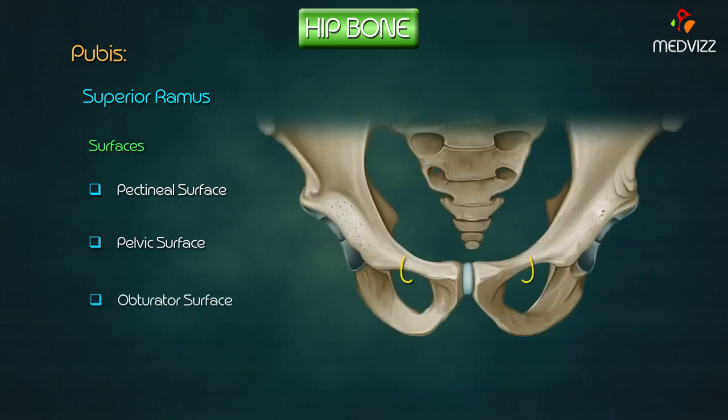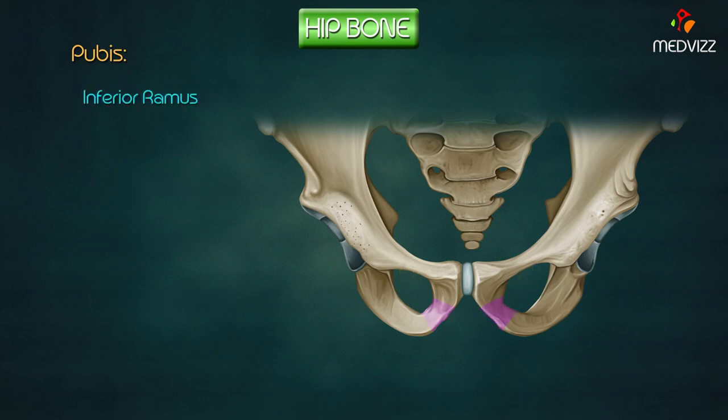It is continuous with the pelvic surface of the body of the pubis. The obturator surface faces downwards and backwards. It lies between the obturator crest and the inferior border. A groove is present on this surface which is turned into a canal by the obturator muscles and membrane. It transmits the obturator nerve and vessels. Inferior ramus. It is the part of the pubic bone which extends backwards from the body and unites with the ramus of the ischium on the medial side of the obturator foramen.